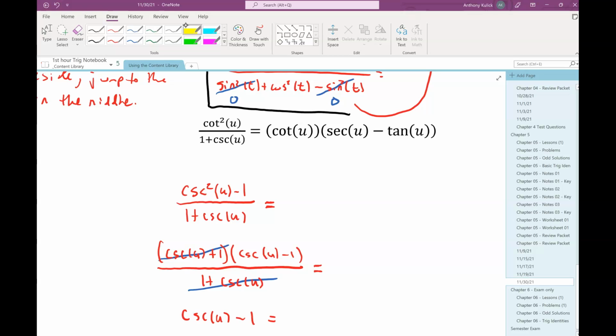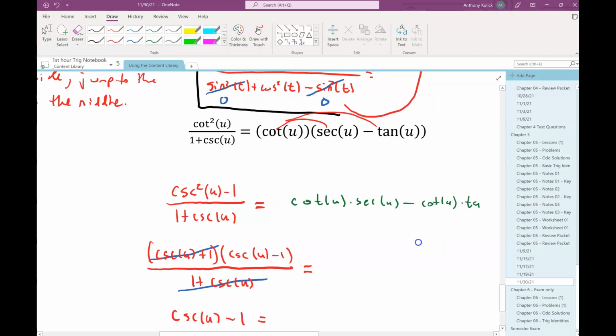If I look at the right-hand side, is there anything algebraic to do to start? I disagree. I think there is something algebraic that would be good to do. I'm going to distribute that cotangent through, right? Because what I'm trying to get to is just the difference of two things. If I distribute that cotangent through, maybe I'll do this side in green or something. I now have the difference of two things.